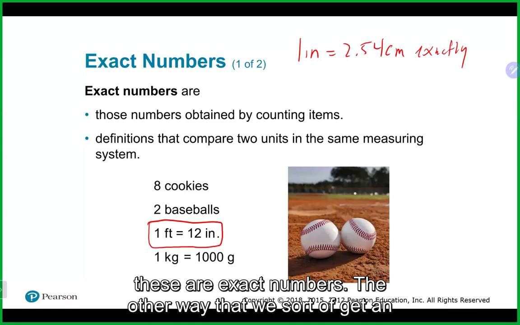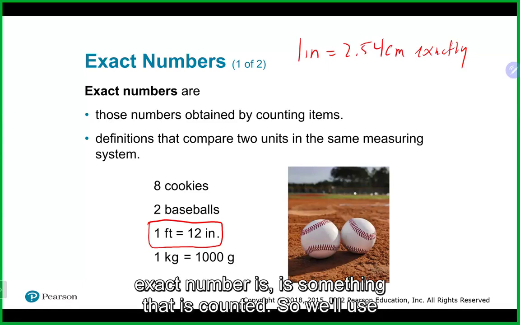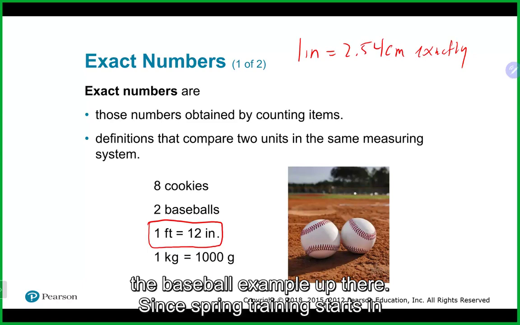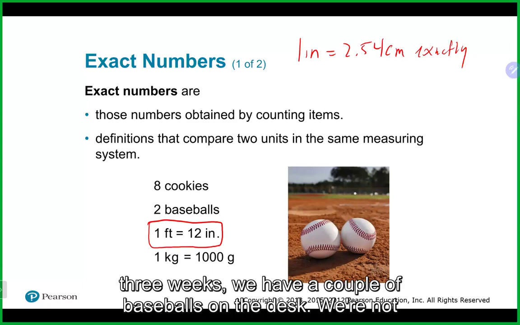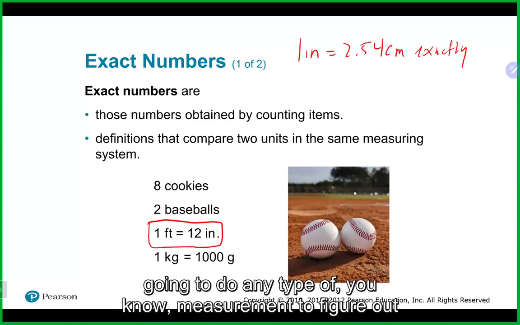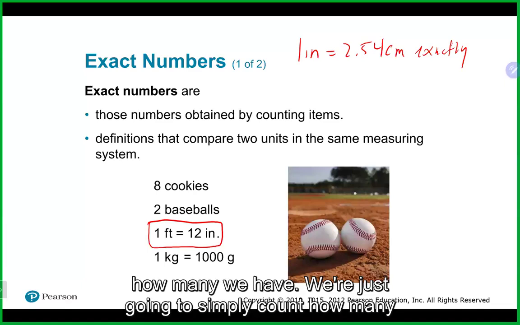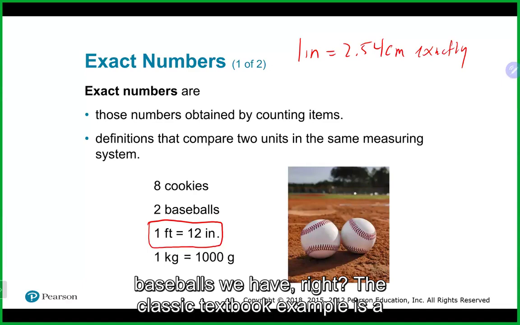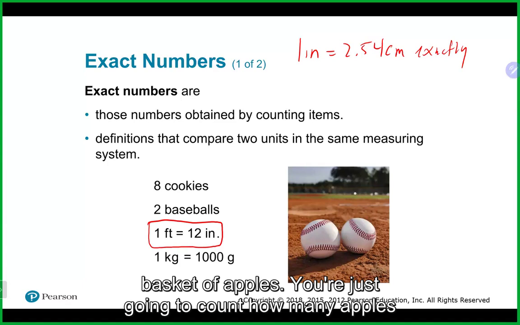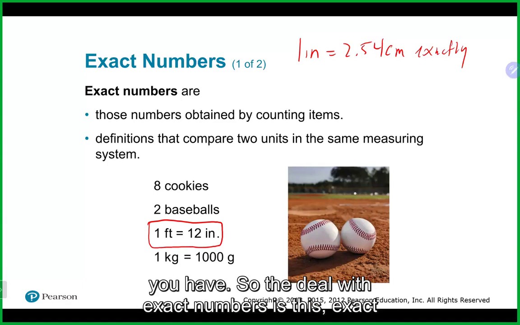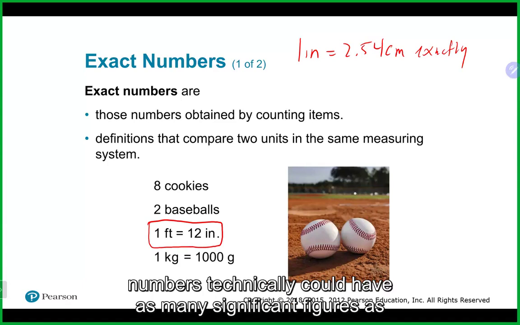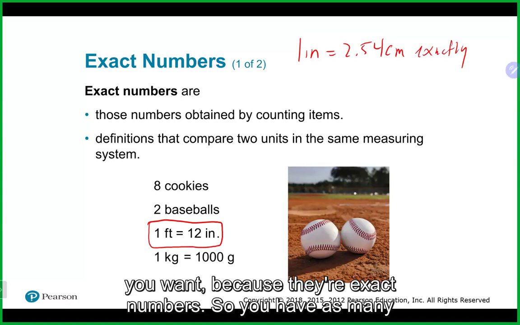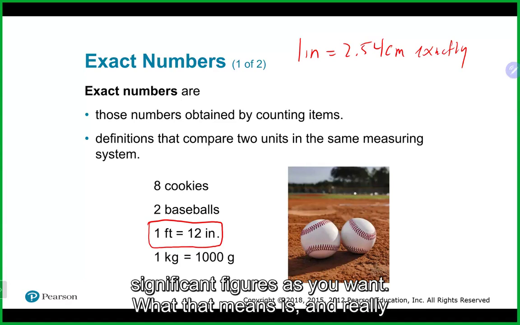The other way that we get an exact number is something that is counted. So we'll use the baseball example up there since spring training starts in 3 weeks. We have a couple of baseballs on the desk. We're not going to do any type of measurement to figure out how many we have. We're just going to simply count how many baseballs we have, right? The classic textbook example is a basket of apples. You're just going to count how many apples you have. So the deal with exact numbers is this. Exact numbers technically could have as many significant figures as you want because they're exact numbers. So you can have as many significant figures as you want.